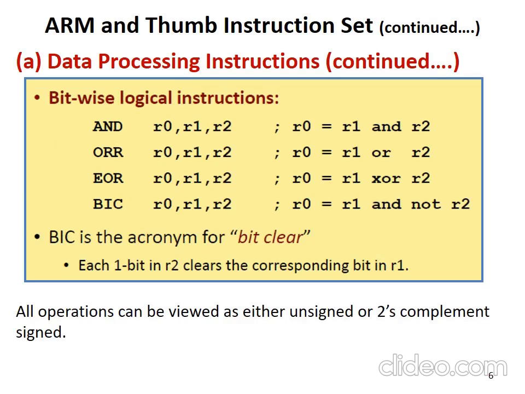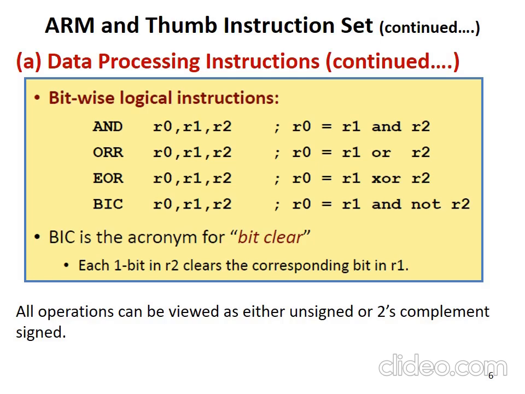Next, in data processing instructions, bitwise logical instructions. Some of the bitwise logical instructions are listed here: AND, ORR, EOR and BIC, bit clear. AND R0, R1, R2. Here the R0 register is loaded with the contents of R1 ANDed with R2. So the contents of registers R1 and R2 are ANDed, and that value is loaded in the R0 register. Similarly for the OR and XOR operations.